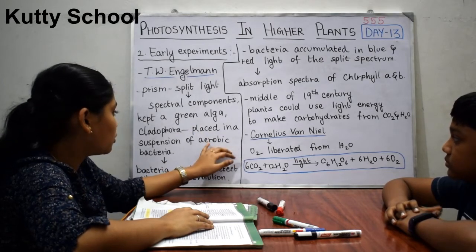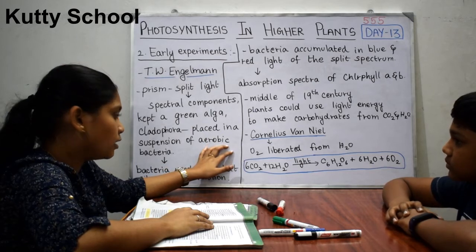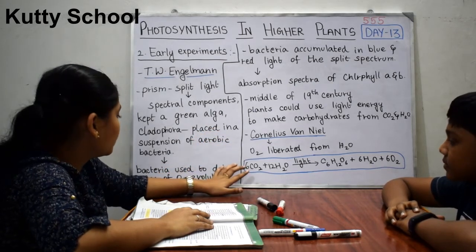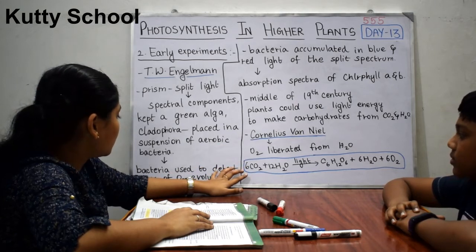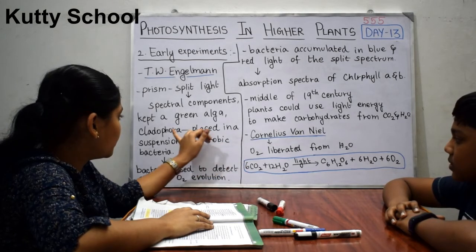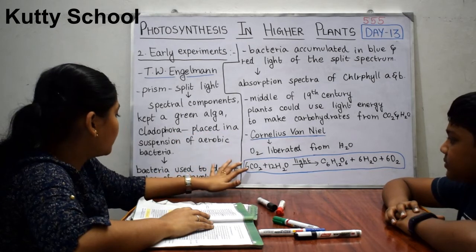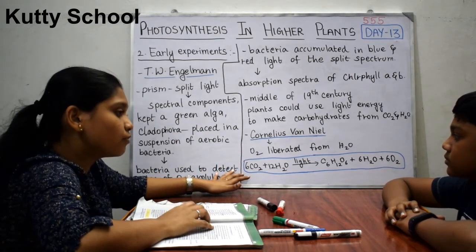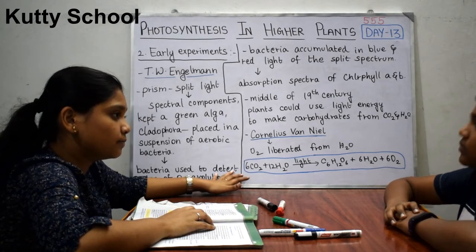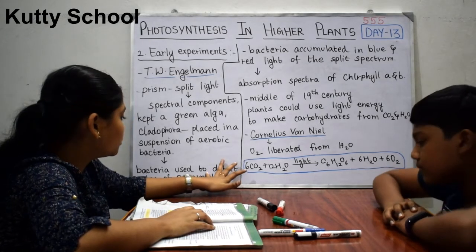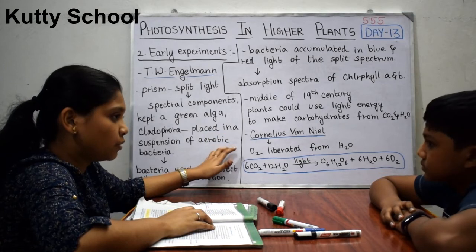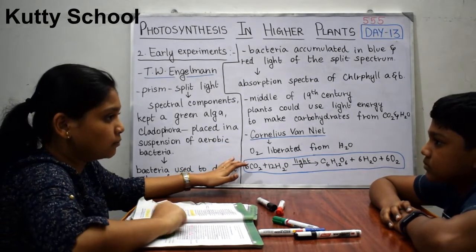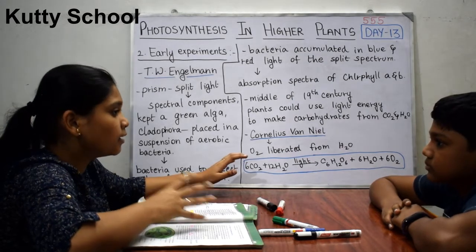It was placed in a suspension of aerobic bacteria. Here the bacteria are used to detect the site of oxygen evolution. Since they are aerobic, they need oxygen to live. So they find a place where oxygen is being liberated in that split light of the prism.